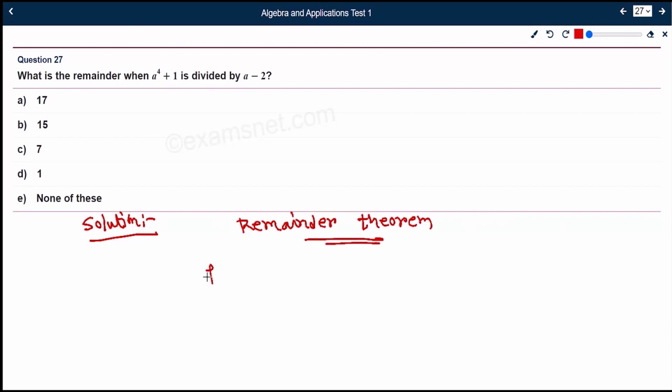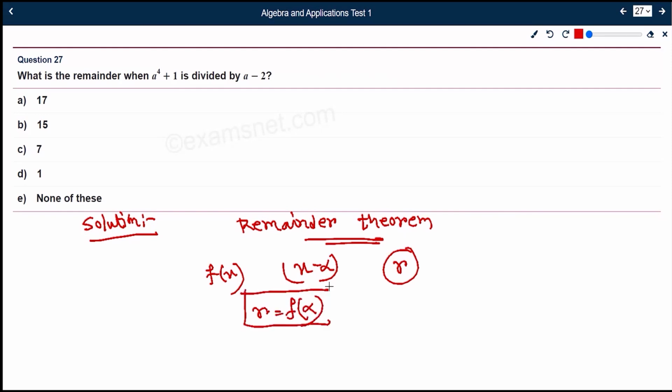Say f of x is a polynomial, and if I divide f of x by x minus alpha, it will not be completely divisible. Say we will get the remainder r. Then we can derive the result of r as f of alpha. So r will be equal to f of alpha. If r is the remainder, then r equals f of alpha. That is what the remainder theorem means.